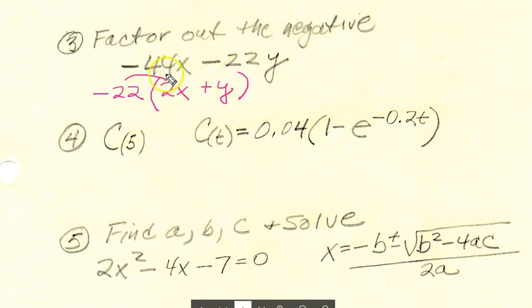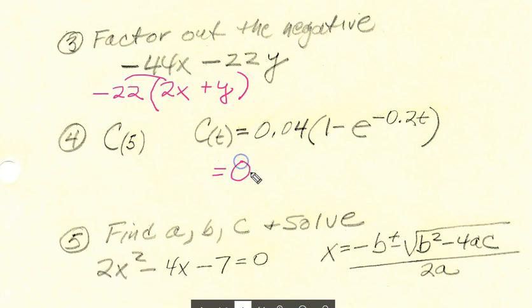Now, if you didn't take out a negative 22, we'd probably give you some credit, but here they wanted you to factor out the largest common factor that is negative. Now in number 4, we know that this value here for t is going to be a 5. So basically we're just doing some substitution.